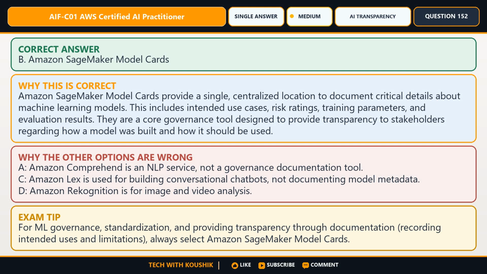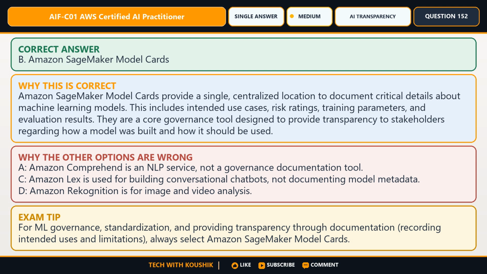The requirement to solution match is this: Amazon SageMaker Model Cards provide a single, centralized location to document critical details about machine learning models. This includes intended use cases, risk ratings, training parameters, and evaluation results. They are a core governance tool designed to provide transparency to stakeholders regarding how a model was built and how it should be used. Now eliminate the distractors.